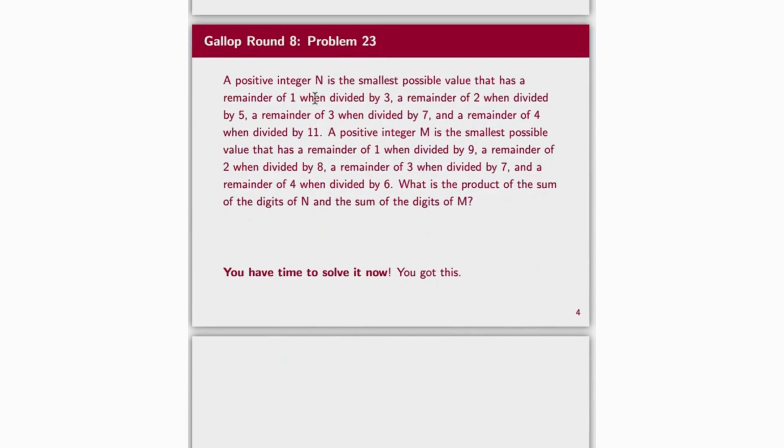A positive integer n is the smallest possible value that has a remainder of 1 when divided by 3, a remainder of 2 when divided by 5, a remainder of 3 when divided by 7, and a remainder of 4 when divided by 11. A positive integer m is the smallest possible value that has a remainder of 1 when divided by 9, a remainder of 2 when divided by 8, a remainder of 3 when divided by 7, and a remainder of 4 when divided by 6. What is the product of the sum of the digits of n and the sum of the digits of m?